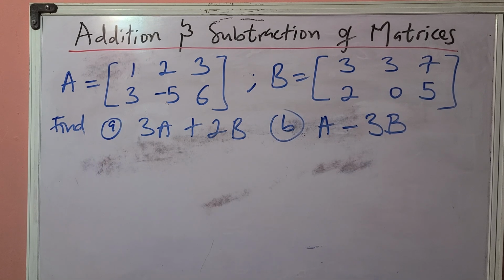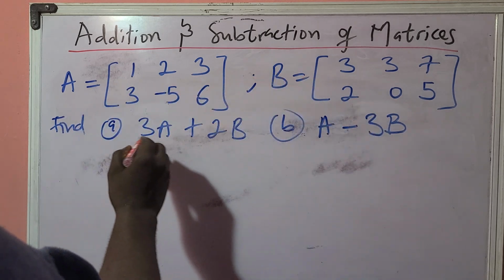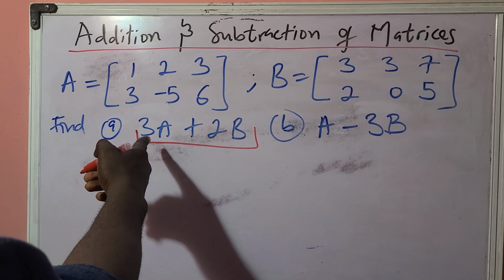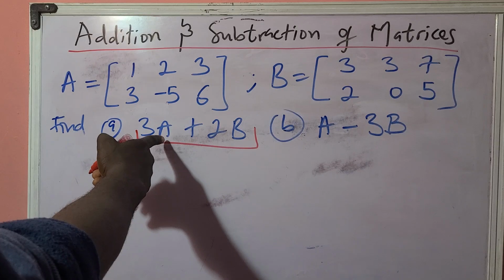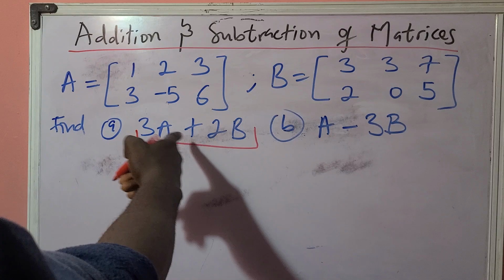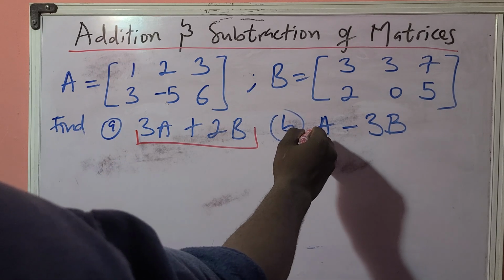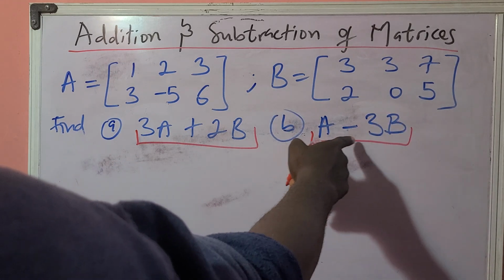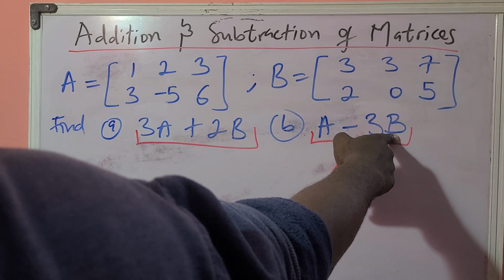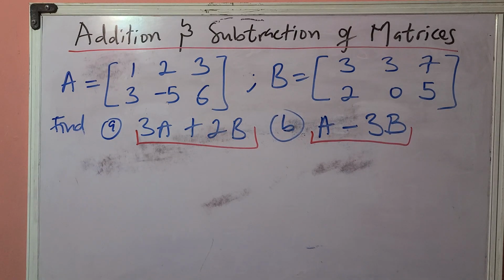So I would love for you to attempt this question. You're given the same matrices A and B, but I want you to evaluate 3A plus 2B. What this infers is for you to first have the matrix A multiplied by a scalar 3, and then the matrix B multiplied by a scalar 2, then you have the addition of both. And the second question, where you have the matrix A, then you are subtracting 3B, that is multiplying B with a scalar 3. I would love to have your answer in the comment section below. Let me know how far you can go in solving these two questions.